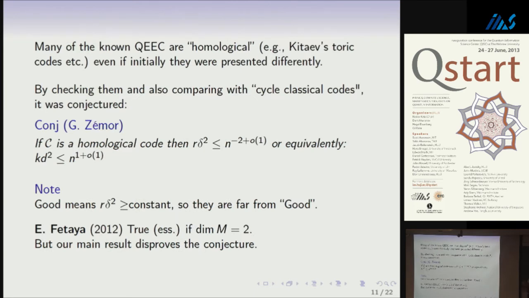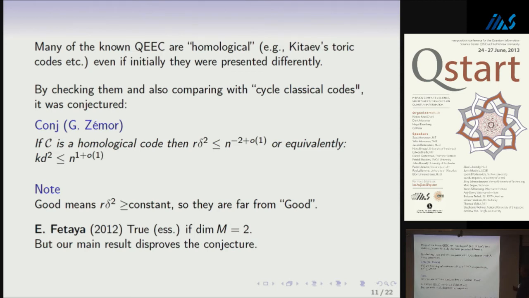And now, if you go and check, and again, I don't have time for that, then many of the known quantum algorithmic codes, for example, Kitaev Tori codes, etc., are really homological codes. I mean, maybe in the first definition they were not presented in this fancy language, but basically you can easily put them into this framework. But up to now, the optimistic point of view.